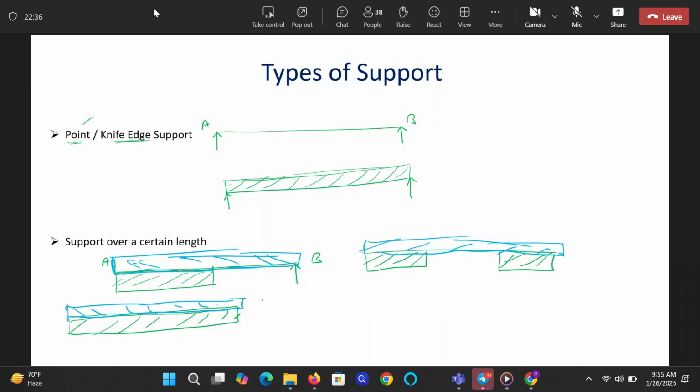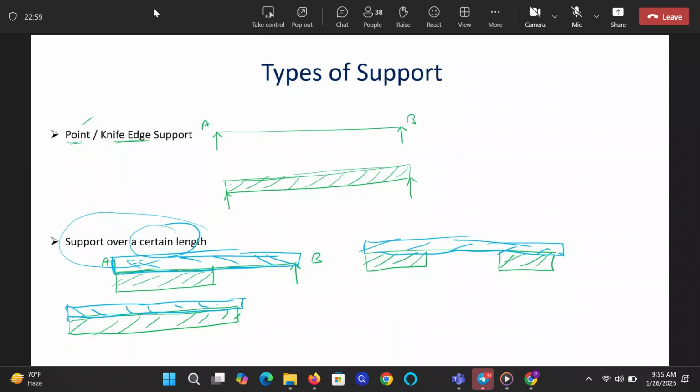Have you understood the types of supports we're talking about, guys? Point support or knife edge support, and support over a certain length. That length will be provided to you. And where it is supported, those details the question has to provide you. Are the types of supports clear, guys? Yes, sir. Okay.